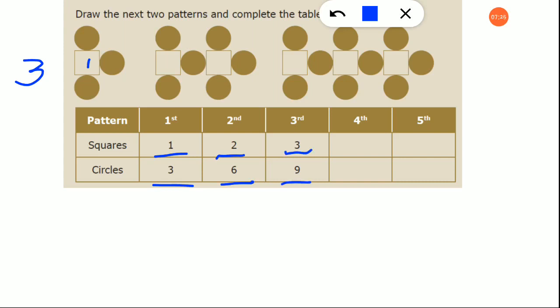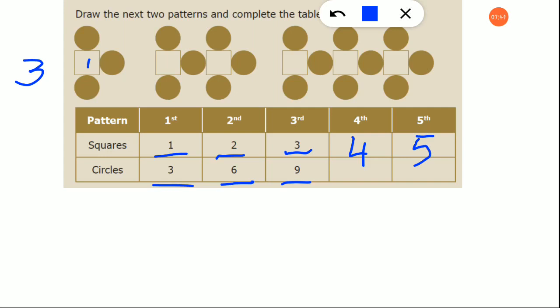Now just observe the pattern for squares alone. It is 1, 2, 3. So for the fourth pattern it will be 4 and for the fifth pattern the squares have to be 5. Okay, this is the pattern. You have to draw like this.